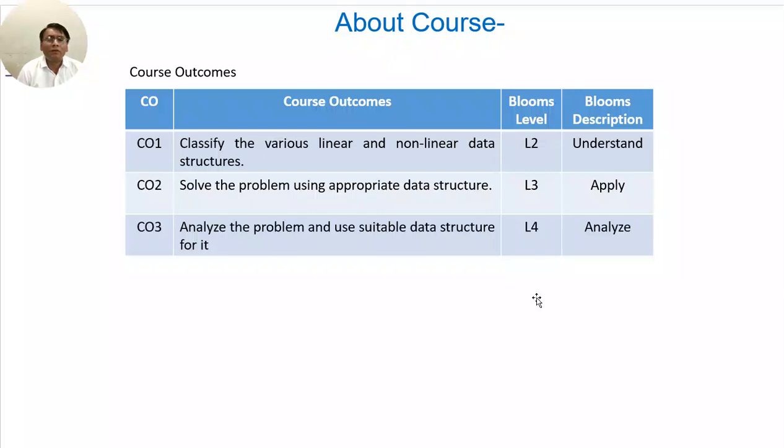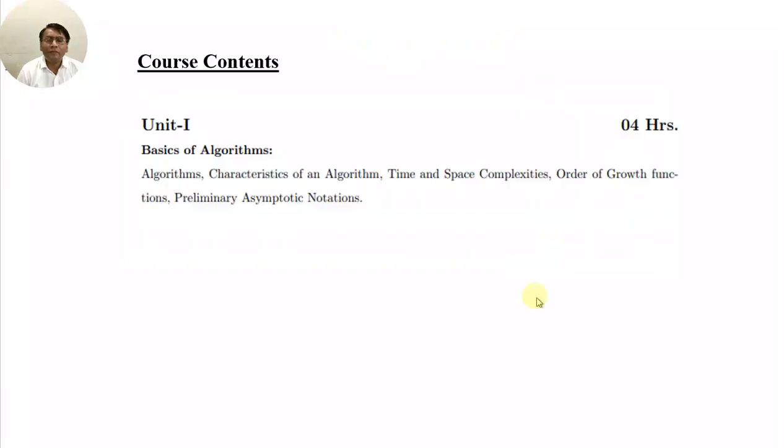These are the course outcomes. CO1, classify the various linear and nonlinear data structures. CO2, solve the problem using appropriate data structure. CO3, analyze the problem and use suitable data structure for it. The first unit is basics of algorithm, which covers algorithm, characteristics of an algorithm, time and space complexity, order of growth function, and asymptotic notation.